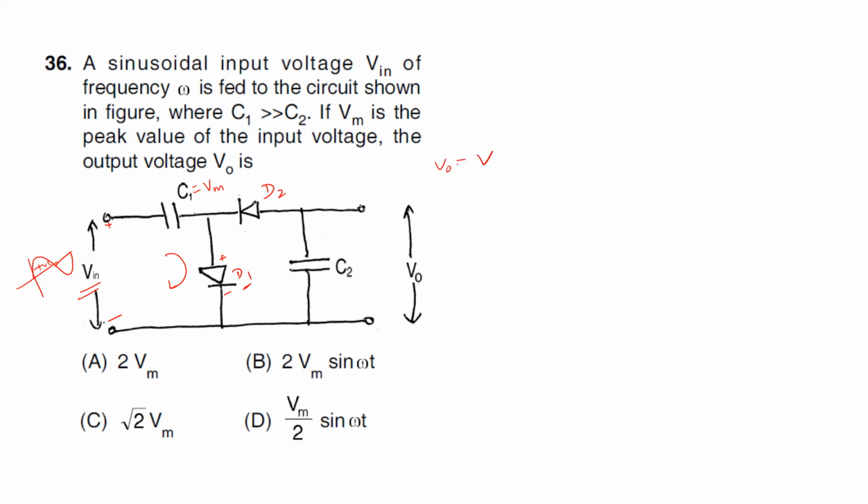So for positive half cycle, V0 is equal to Vm. For negative half cycle, this edge becomes negative and this becomes positive. So diode D1 is reverse biased and diode D2 is forward biased. Since D2 is forward biased, it charges the capacitor C2 to the value Vm. Again V0 value is Vm. Therefore total output voltage is Vm plus Vm for one complete cycle, so the value is 2 Vm. Option A is correct.